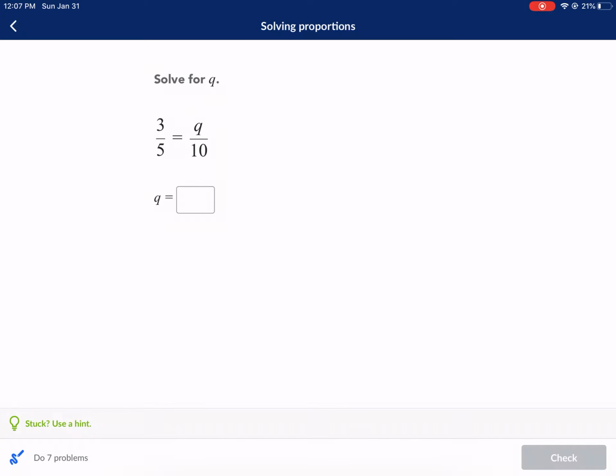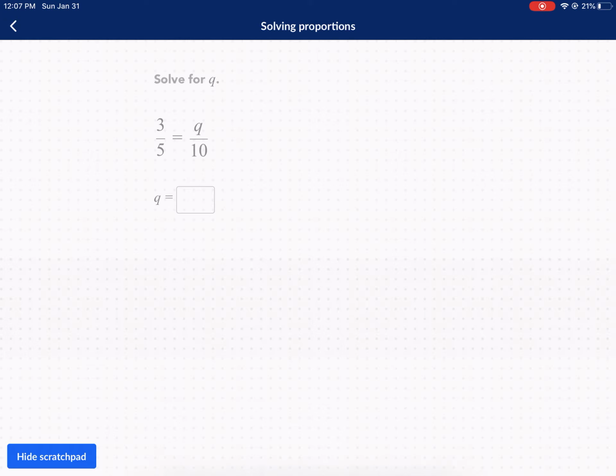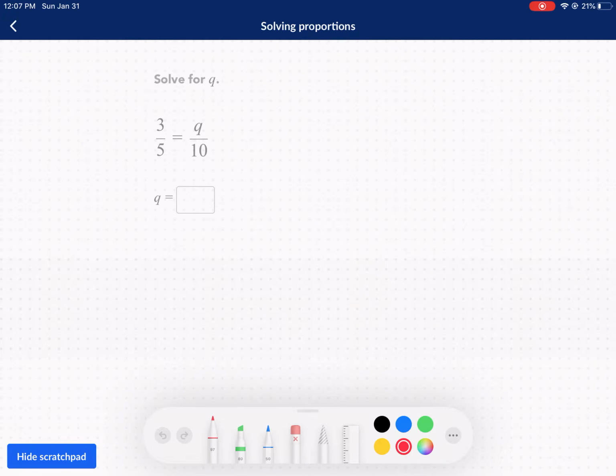We're doing solving proportions. We're going to go fast, but hopefully explain enough so you guys can get it at home. The first one says solve for Q. 3 over 5 equals Q over 10. My favorite method is to simply cross multiply. I'm sure you guys use the same thing.